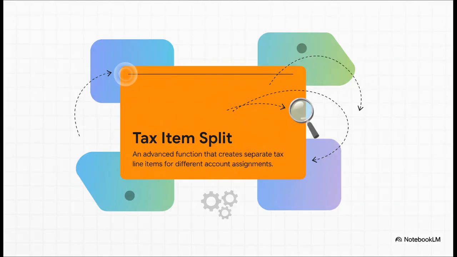But what if your internal reporting is a little more complex? Maybe you need to split that one tax amount across different divisions or profit centers inside your company. Well, that's where the tax item split comes in. It's an advanced function that lets you break down that single tax line item for much more detailed financial reporting.